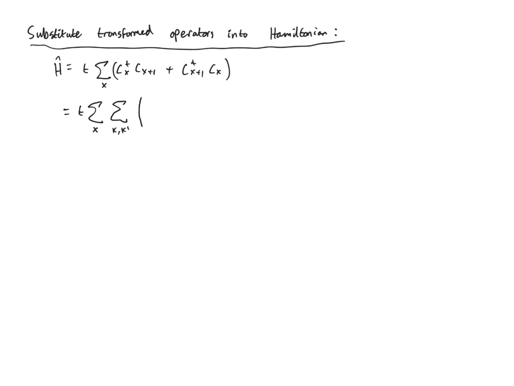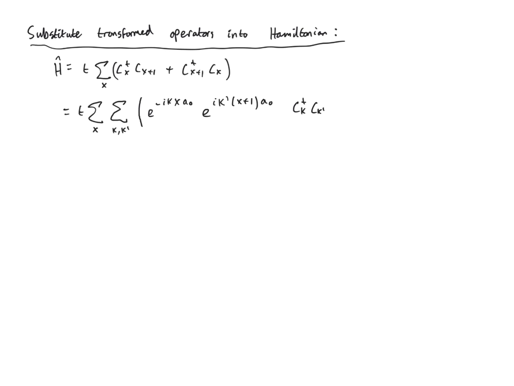So for cx, I expand it in terms of ck, and I'm going to get e to the minus i k x times a naught. Then I'm going to get a coefficient for the expansion of cx plus 1, and that's going to be e to the plus i k primed, and then instead of x, it's x plus 1, a naught. And then I get the operators themselves in the transformed basis, which are ck dagger, ck primed. So that's the first term.